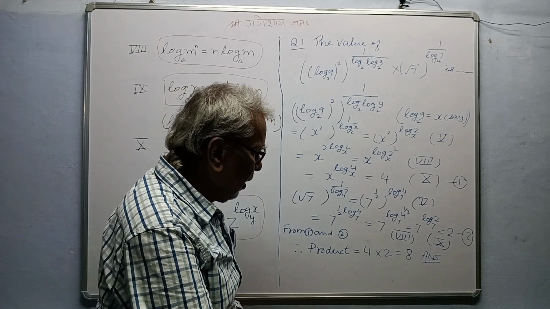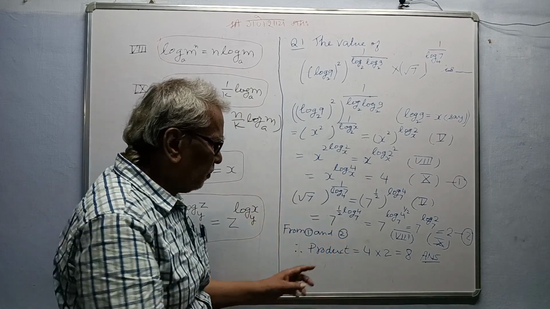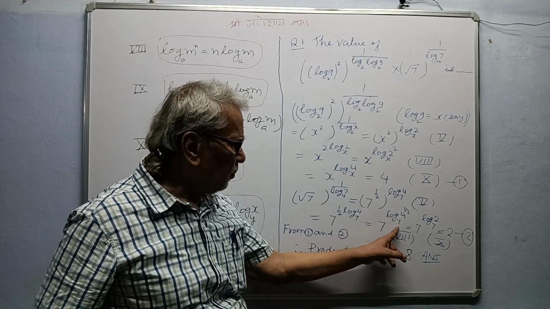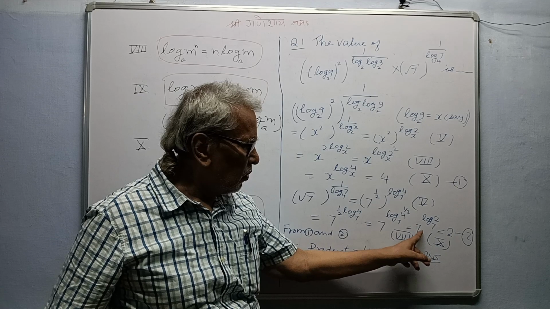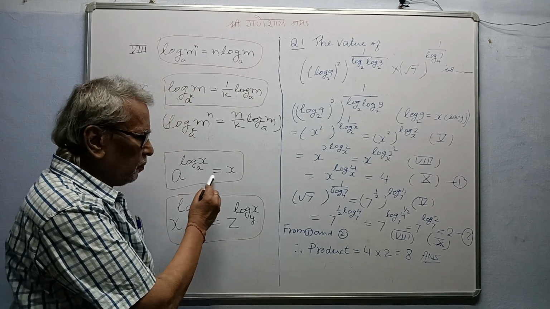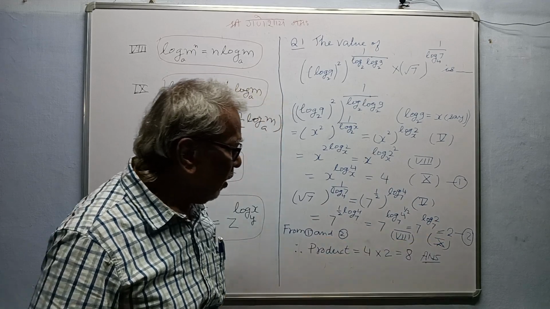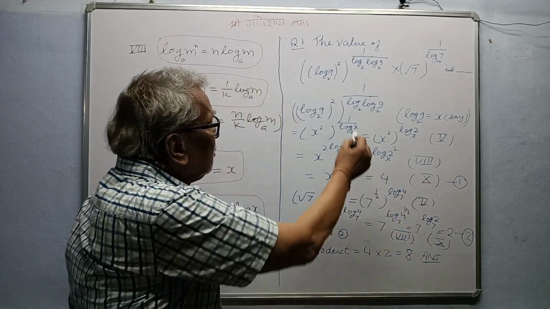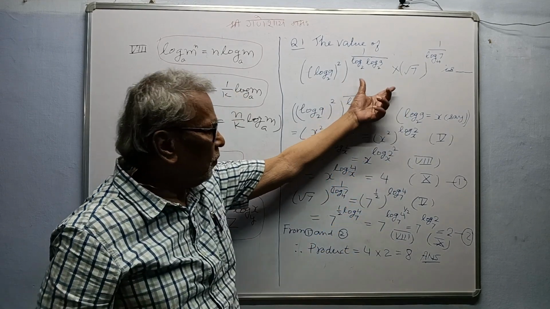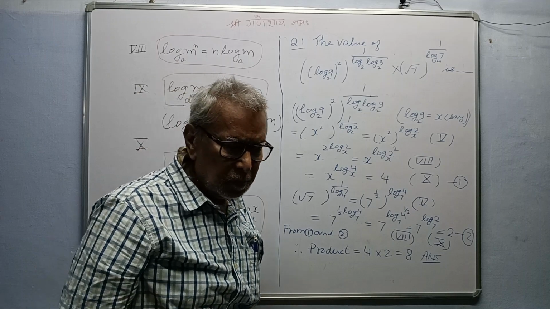Property number 8. So 7 to the power 4 to the power half. 4 to the power half is 2 logs. So this is now property 10. This property 10. So this becomes 2 only. This all will go out. 2 only. So this is our 1. This is our 2. So from 1 and 2, the product is equal to 4 into 2, that is equal to 8. So this is the numerical value of this.